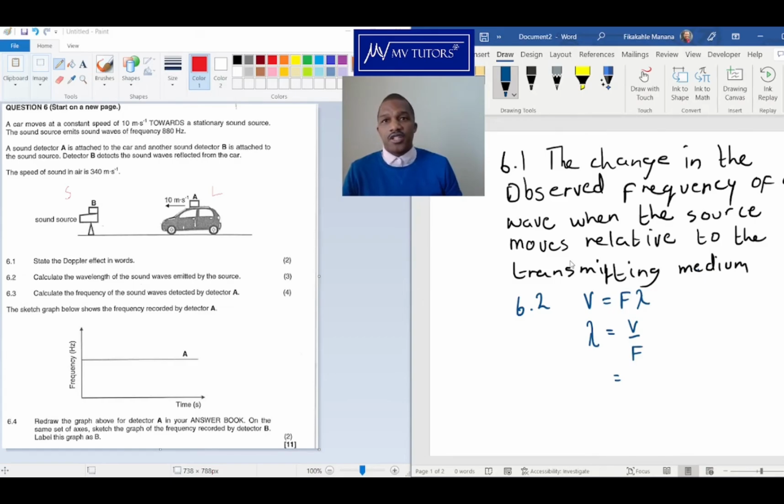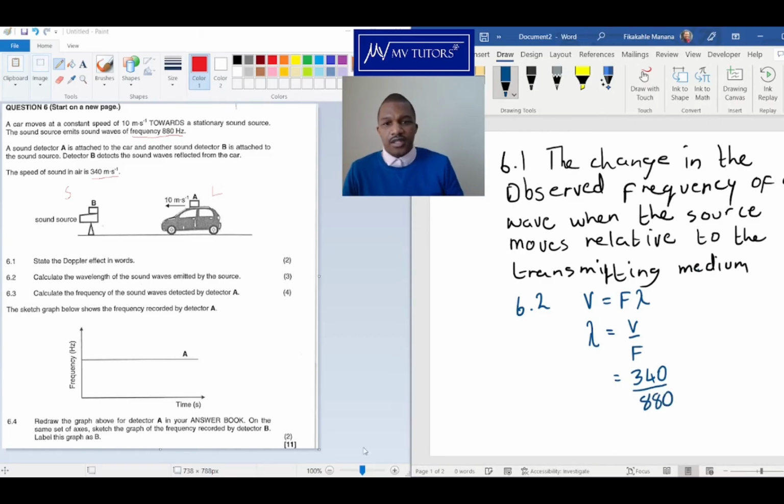And what is our velocity? They said calculate the wavelength of the sound waves emitted by the source, and we've been told here that the speed of sound in air is 340. It's just a standard number. You should know it by heart, even if they don't give it to you. And then the frequency we've been given, the source emits a sound wave of frequency, there we go, 880.